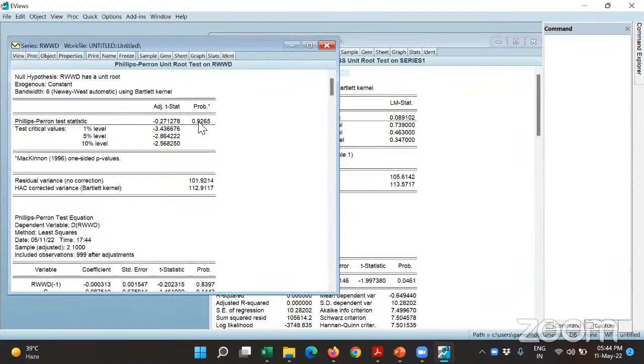The p-value is 0.9265, which is greater than 0.05. So this means you are accepting the null, and the acceptance of the null means that your series exhibits a unit root, or the series is a non-stationary series. So you are accepting the null hypothesis here as well, and the series happens to be non-stationary. So I'm able to confirm it statistically as well.